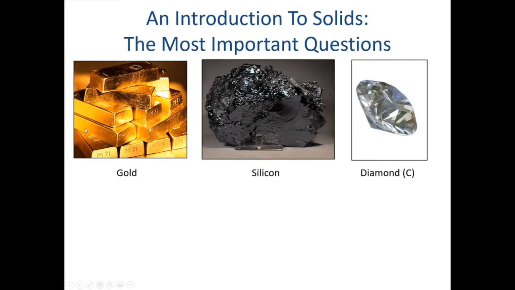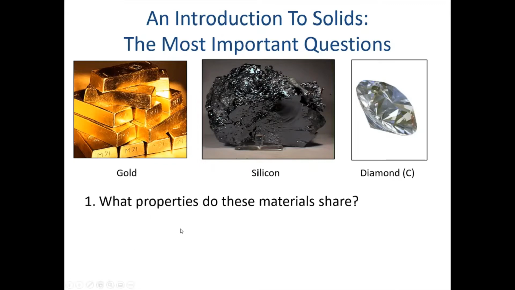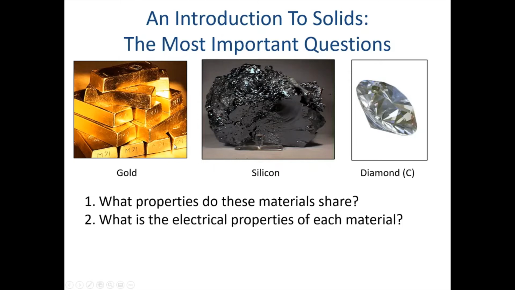I mean, gold obviously has luster and looks like a metal. Silicon kind of looks like a metal. We know that this is a metalloid, and then diamond looks like a non-metal, meaning it's not ductile, it's not malleable, and it's a very hard material. So what properties do these materials share? Well, we know that they're all solids to start, and we know also that they have crystal structures. These are all crystalline solids, meaning that their atoms are organized into periodic lattices.